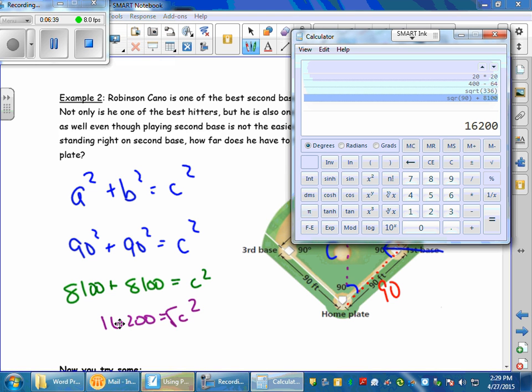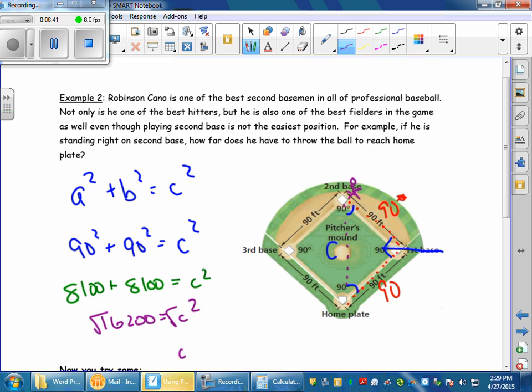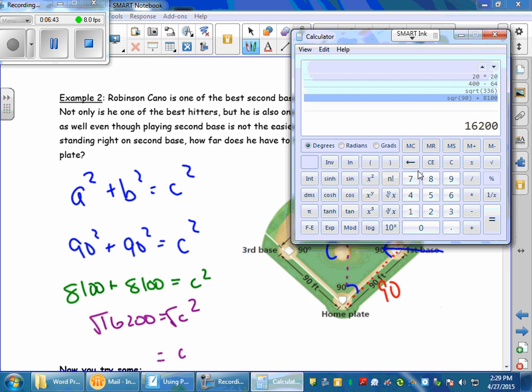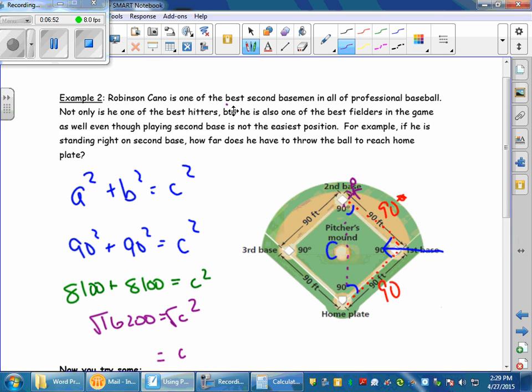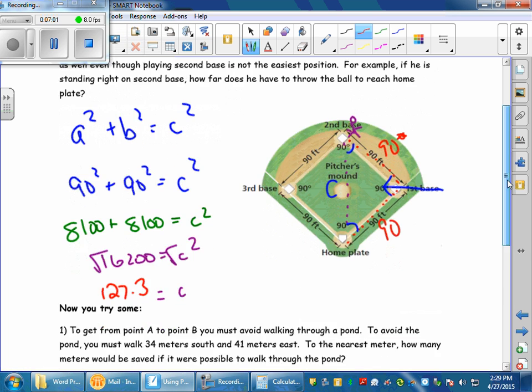So let's take the square root of both sides, and I end up getting C is equal to whatever the square root of 16,200 is, which on my calculator says it is 127.3. Or does it ask to the nearest foot? No. So I'm going to just say 127.3. Okay? And that's it, guys. There's another real-world example that we did.